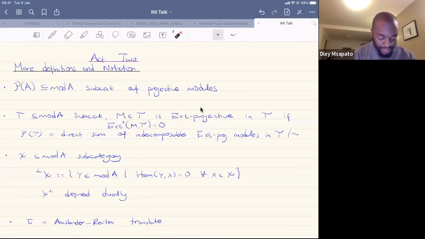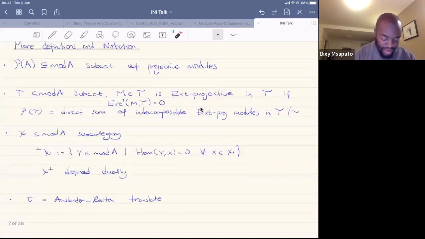And we're going to write P of curly T to just be the direct sum of indecomposable Ext-projective modules in T up to isomorphism. Given a subcategory curly X, we define the perpendicular subcategories. So we have the left perpendicular subcategory, perp X, and the right perpendicular subcategory, X perp. We define perp X to be the subcategory of modules Y such that there are no morphisms from Y to X for all objects X in curly X. And we define X perp dually.